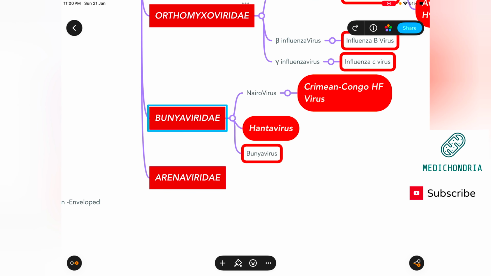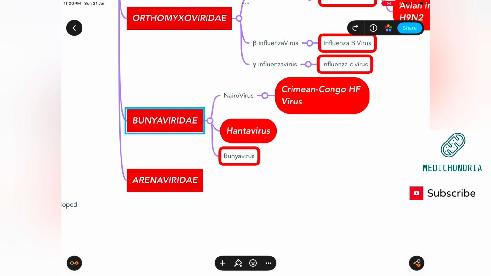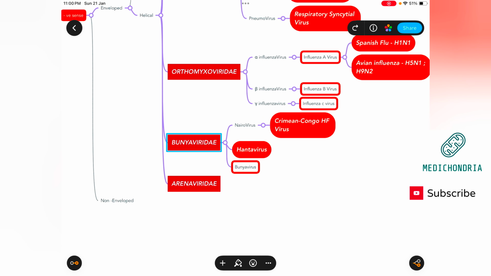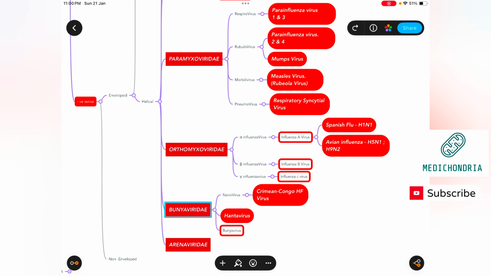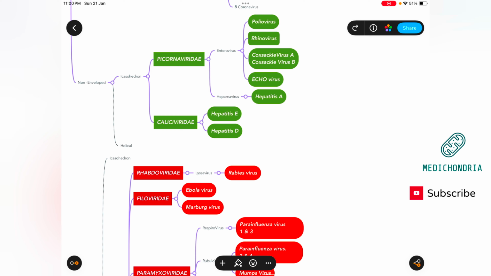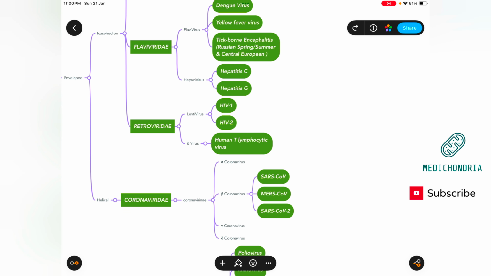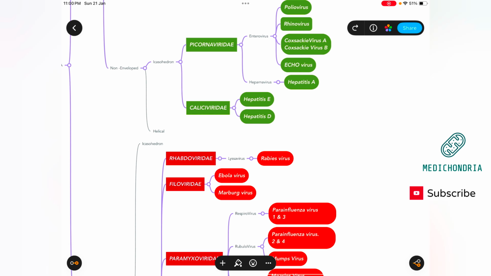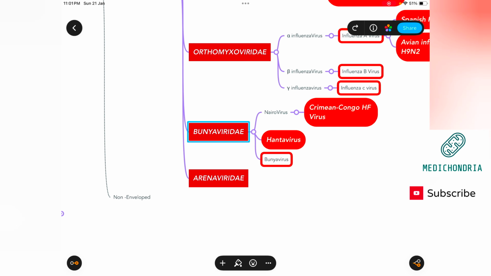And we got the last, this is not last, this is Bunyaviridae. We got Nairovirus, Crimean-Congo hemorrhagic fever virus, Hantavirus, and Bunyavirus. Remember, this is based on my context, which are clinically important to my college. That's why I chose some endemic viruses like this one over here in Bunyaviridae, and over here tick-borne encephalitis. So that's my context, you can just avoid those ones.